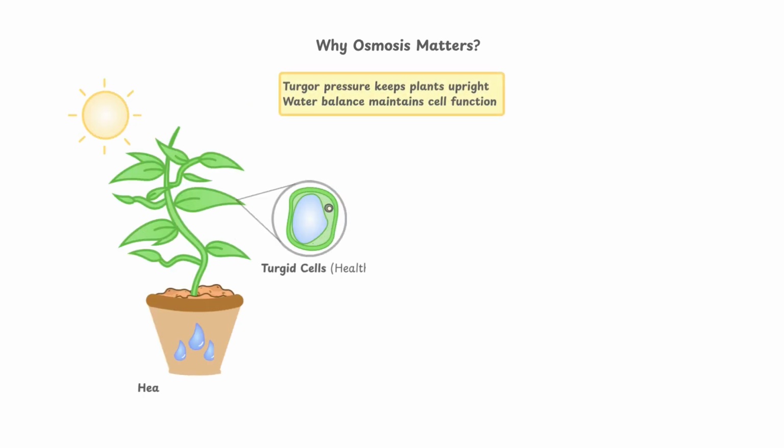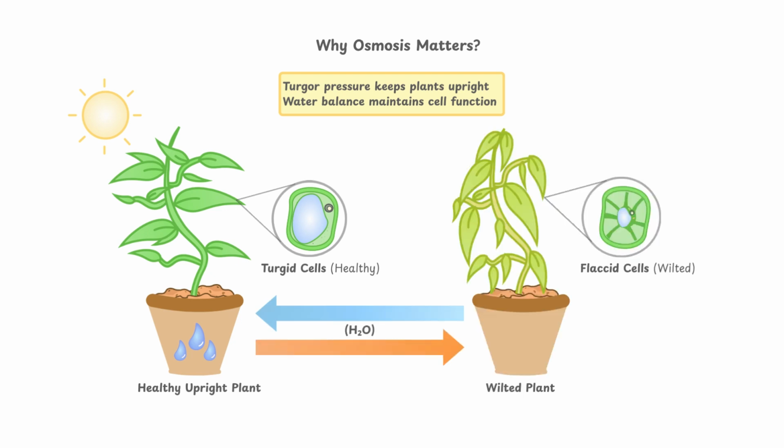Osmosis is vital for maintaining cell structure and plant stability. Turgor pressure keeps plants upright and exposed to sunlight. Without sufficient water, cells become flaccid and plants wilt. Osmosis ensures proper water balance inside cells.